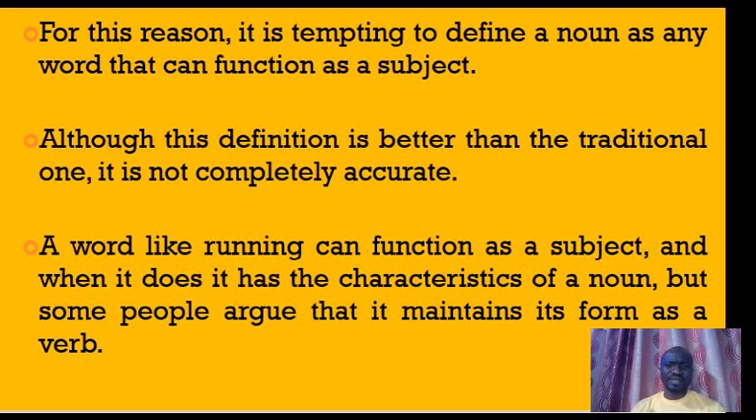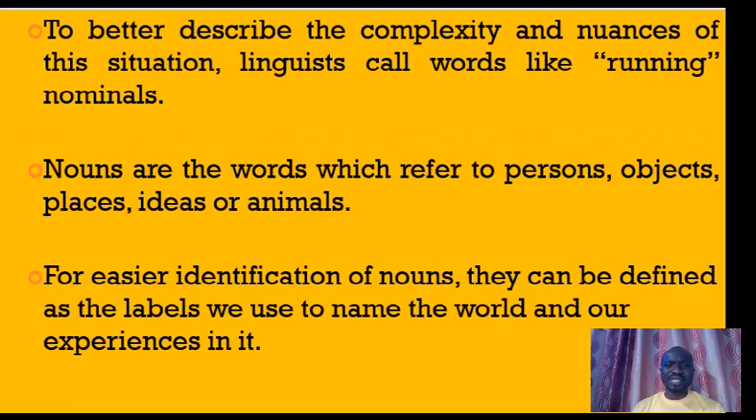Although this definition is better than the traditional one, it is not completely accurate. A word like running can function as a subject, and when it does that, it has the characteristics of a noun, but some people argue that it maintains its form as a verb. To better describe the complexity and nuances of this situation, linguists call words like running nominals. We shall come to that.